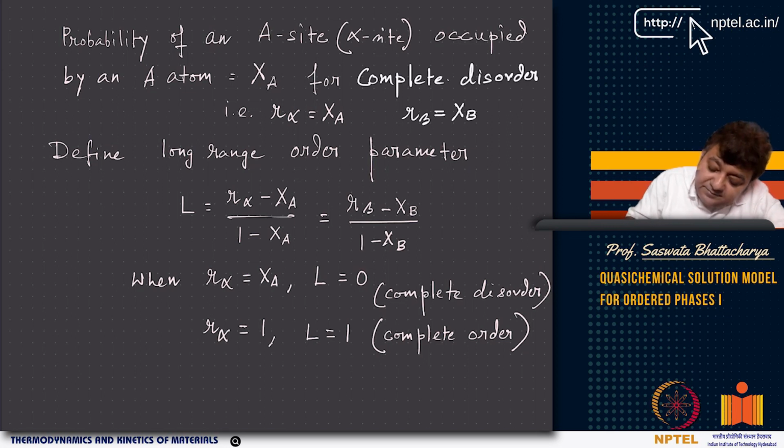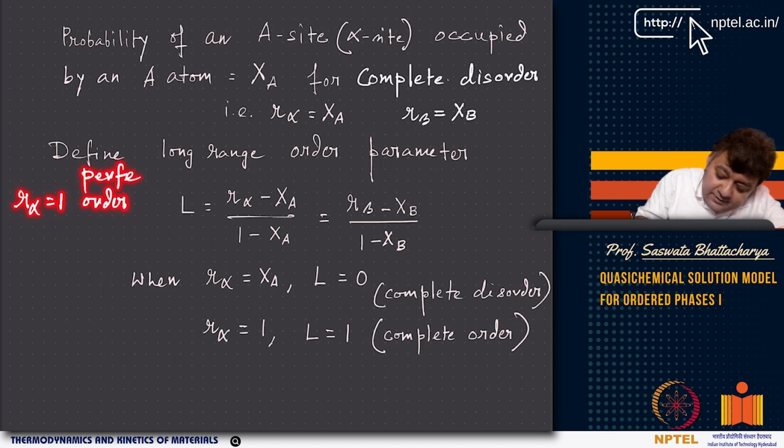So what are the conditions of complete disorder? Either R alpha equal to X A or R beta equal to X B. Therefore, R alpha equal to 1 means perfect order, or complete order, and R alpha equal to X A means complete disorder, right?